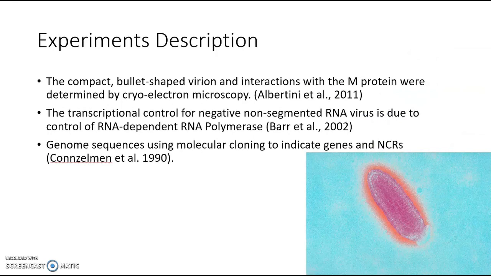Examples of experiments used to gather this information are the following. The compact bullet-shaped virion and interactions with the M protein were determined by cryo-electron microscopy. The transcriptional control for a negative non-segmented RNA virus is due to the control of RNA-dependent RNA polymerases. Genome sequences were determined using molecular cloning to indicate genes and non-coding regions.